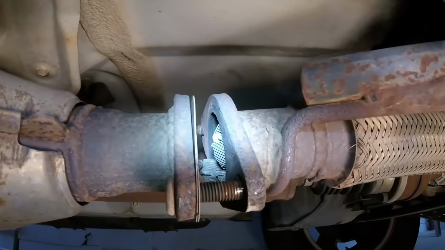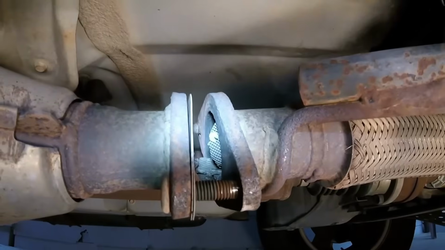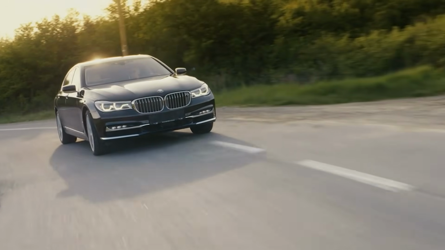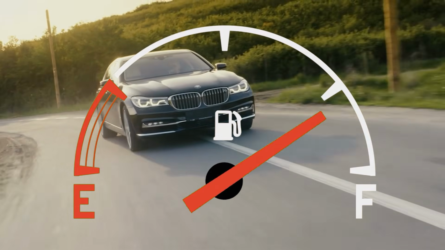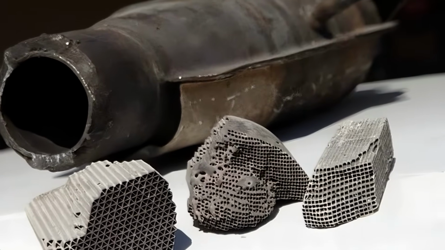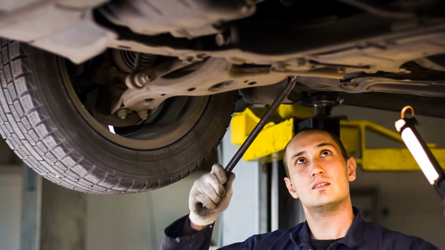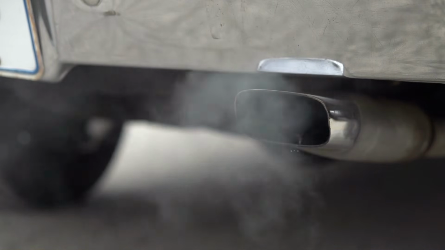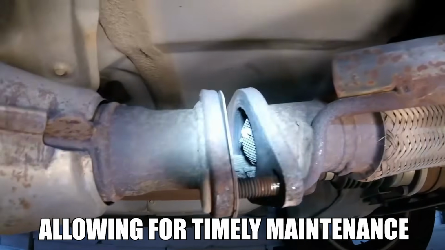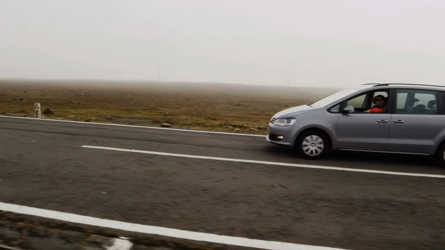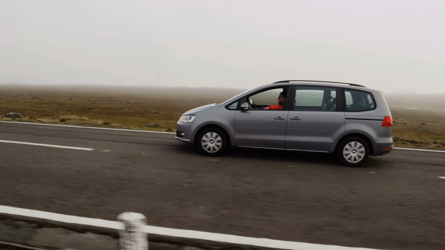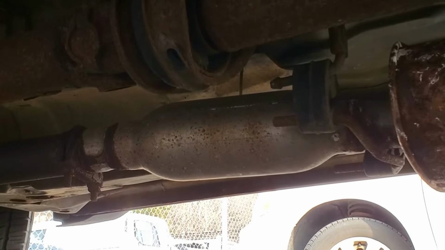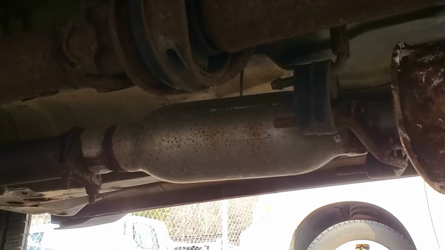A dirty catalytic converter can severely impact vehicle performance, leading to reduced fuel efficiency, sluggish acceleration, and increased emissions, which can ultimately result in failing emissions tests. Regular tailpipe inspections can help identify these issues early, allowing for timely maintenance and ensuring your vehicle runs smoothly and meets environmental standards.